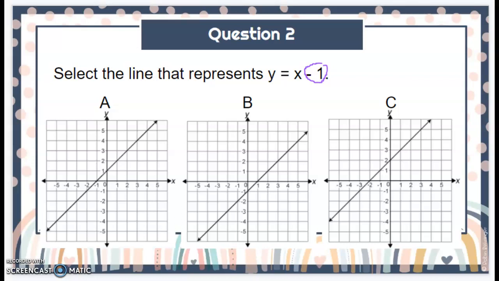If I take a look at answer choice A, I start at the origin, I have to go down 1. That point does not land on my line, so it's not A. I start at the origin in B, I go down, that point does land on the line, so I'm going to question mark that. Then if I take a look at C, start at the origin, move down, that does not land on my line, so we were in fact left with answer choice B.